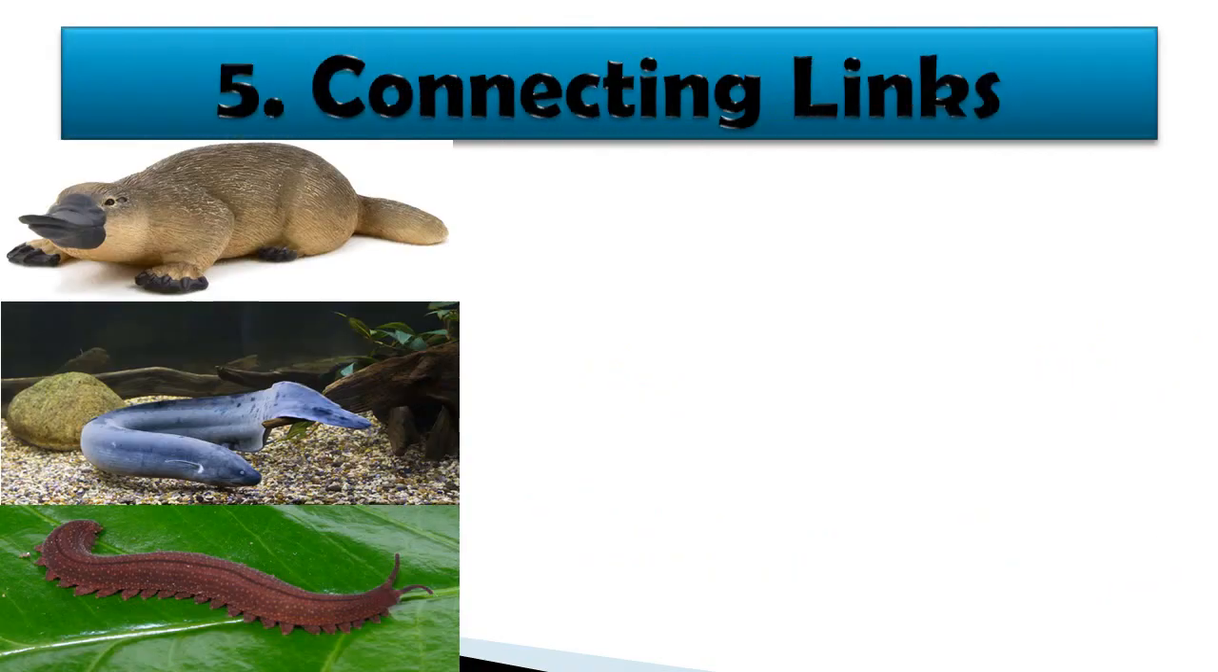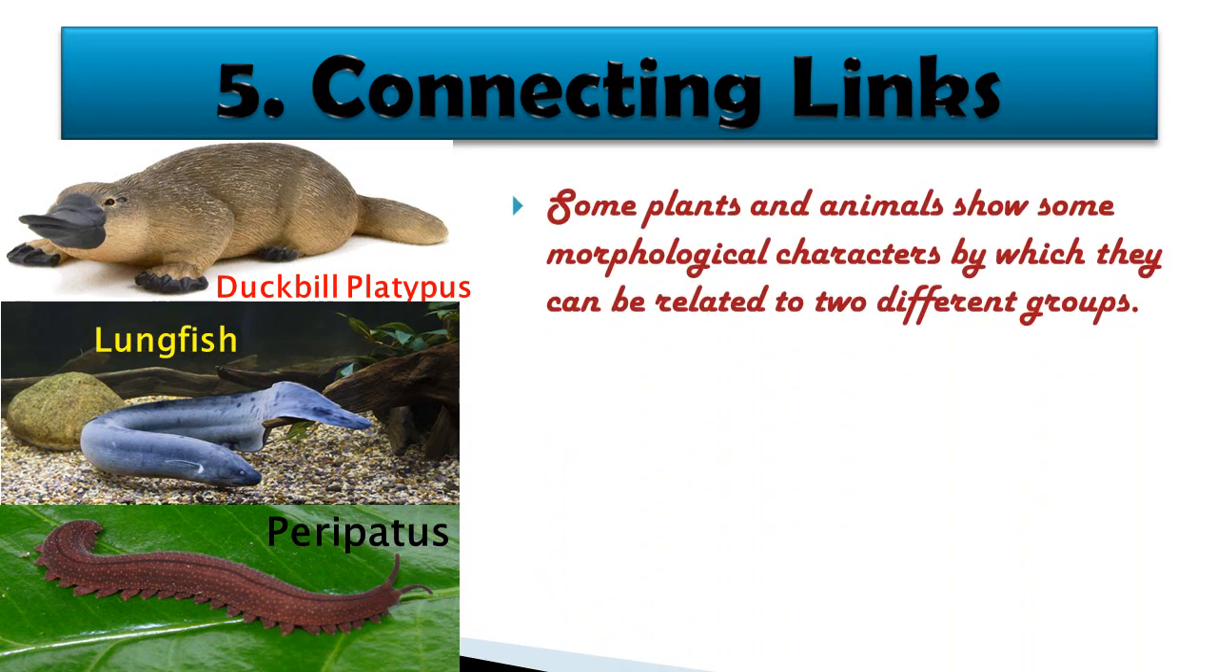Okay, now the fifth evidence is connecting links. So what are connecting links? I have put 3 organisms on the screen. Students, some plants and animals: this is the duckbill platypus, the lungfish, and the third one is peripatus. Some plants and animals show morphological, that is external body structure, characters by which they can be related to 2 different groups. That means one organism can show the characters of 2 different groups. So this is called a connecting link.